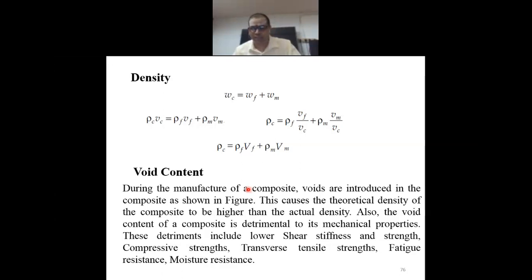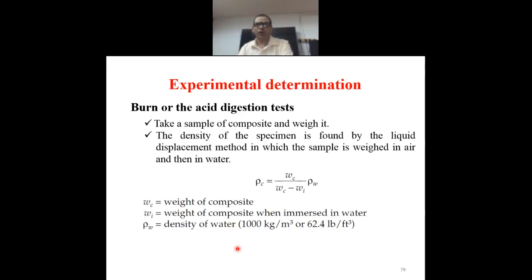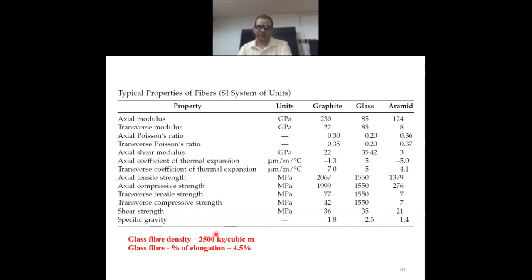That means the voids are formed, and due to those voids, the theoretical density is different from the actual density that we can calculate. But anyway, it gives some rough idea of what could be the density of the composites, right? So of course, what would be the volume fraction of the void, we can find from this, right? That must be included. And how to find it experimentally, the slides help us, right?